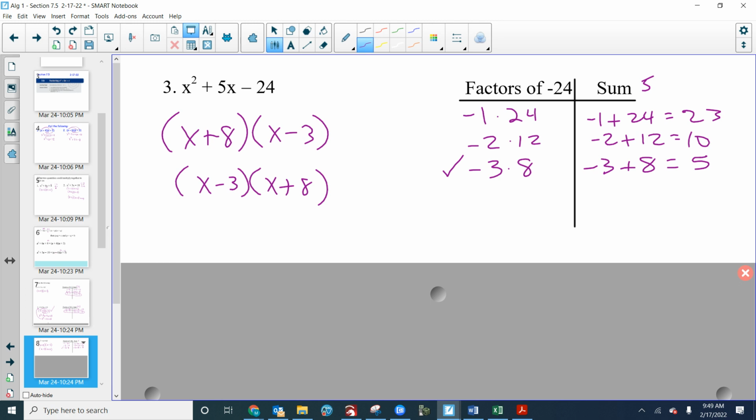Either way, guys, the 8 has to be positive. The 3 has to be what? Negative. This is wrong. Whoops. That's wrong. Because now if this was -5 in here, then this would be my answer. But since it's +5, it has to be this. Okay?